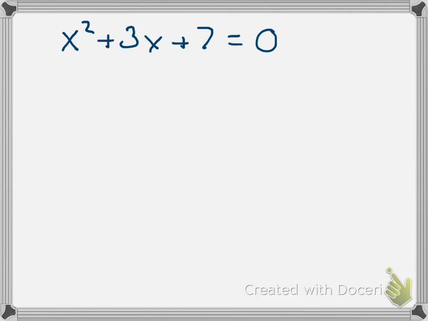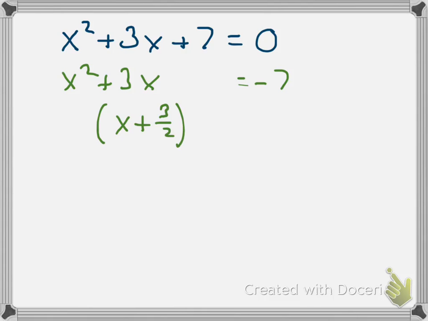One last example. Here's our last example. x squared plus 3x plus 7 equals 0. So I'm going to start the same way. I get x squared plus 3x. Move the 7 to the other side. I'm going to have negative 7. Fill in the next step. x plus 3 halves squared. That means I'm going to need a 9 fourths here, which I will then add to the other side as well.